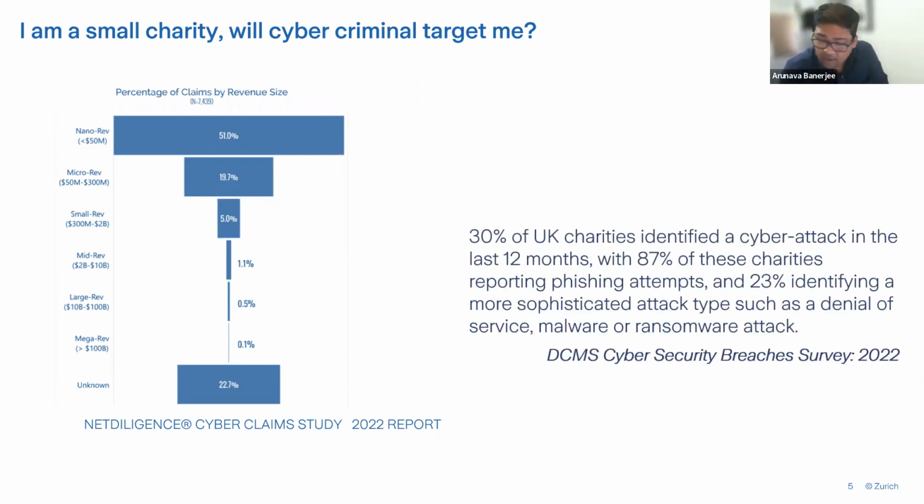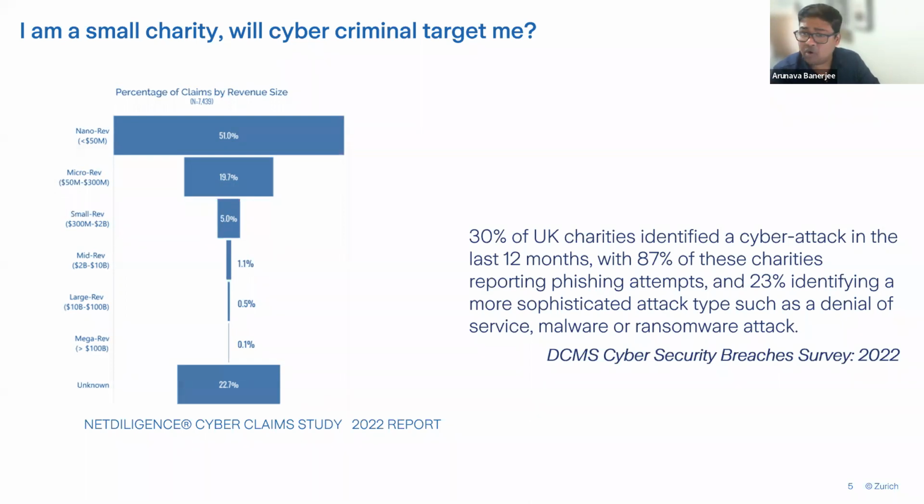Another very important report is the DCMS Cybersecurity Breach Survey. Every year, DCMS come up with this report, and this is last year's report. I don't think they have published this year's report yet. So 30% of UK charities identified a cyber attack in the last 12 months, and 87% of the charities reported phishing attempts. Phishing is still by far the biggest attack vector. So phishing targets your users. It all depends on how you are dealing with your end users. Are you making them your strong link or your weakest link? Because that's what is most important.